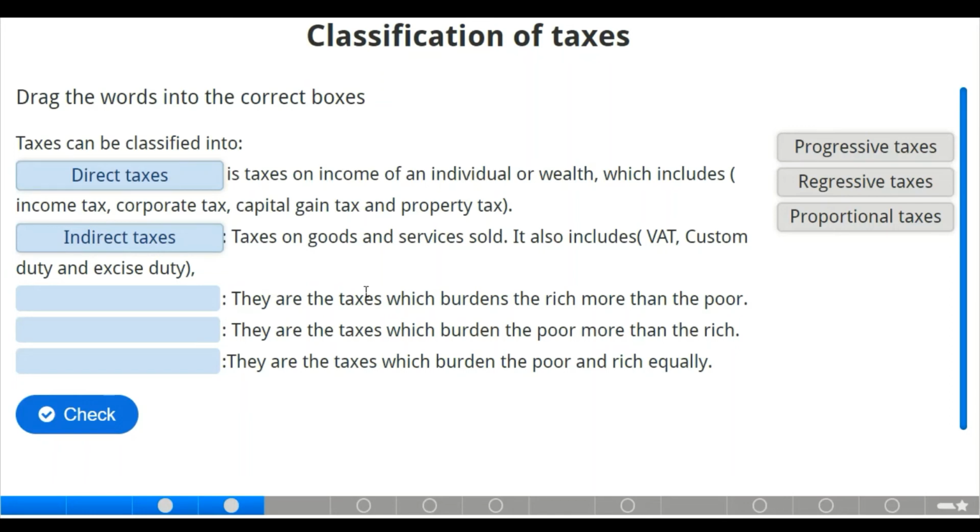Now we have the remaining three classifications of taxes under indirect tax. We have the taxes which burden the rich more than the poor, known as progressive taxes.